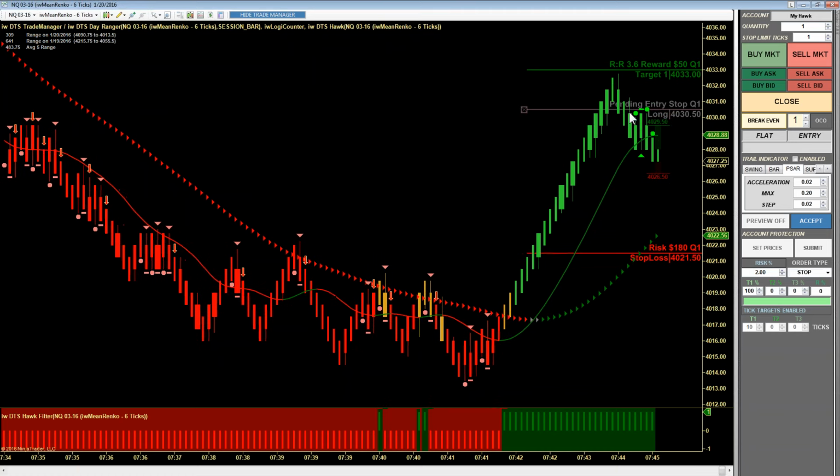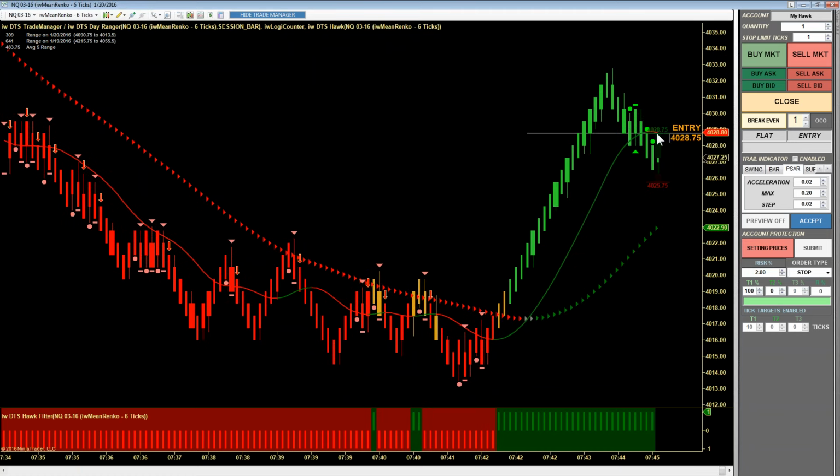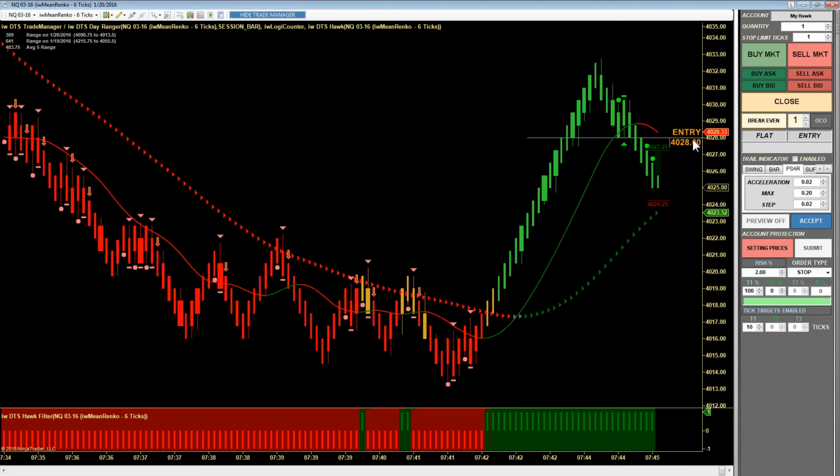All right, so the first signal did not engage. More hash marks, or pardon me, warning dots. Now we're into a macro pullback. You see how the trend line has changed color, the micro trend line. And this again is on the Hawk.